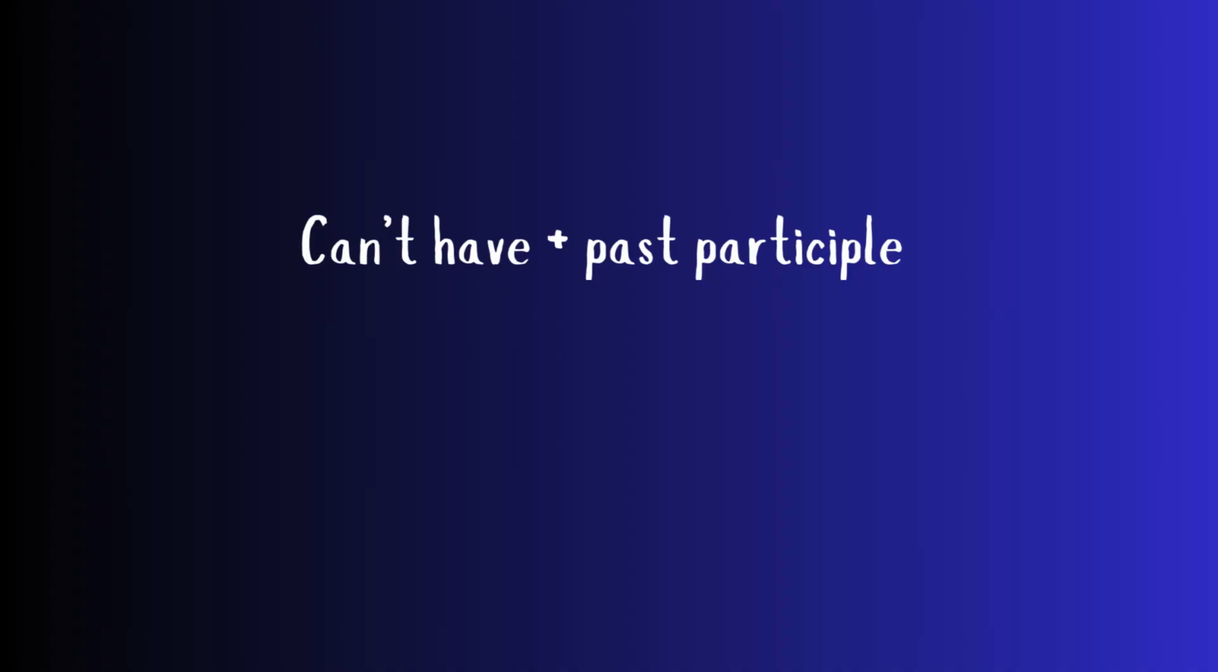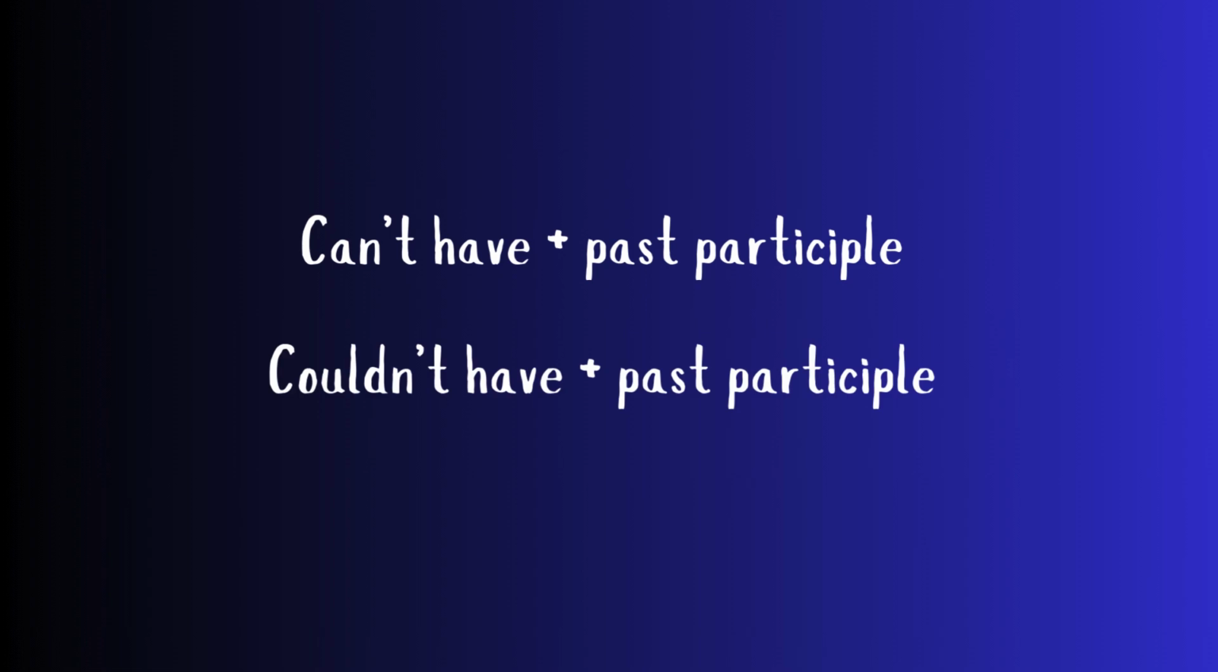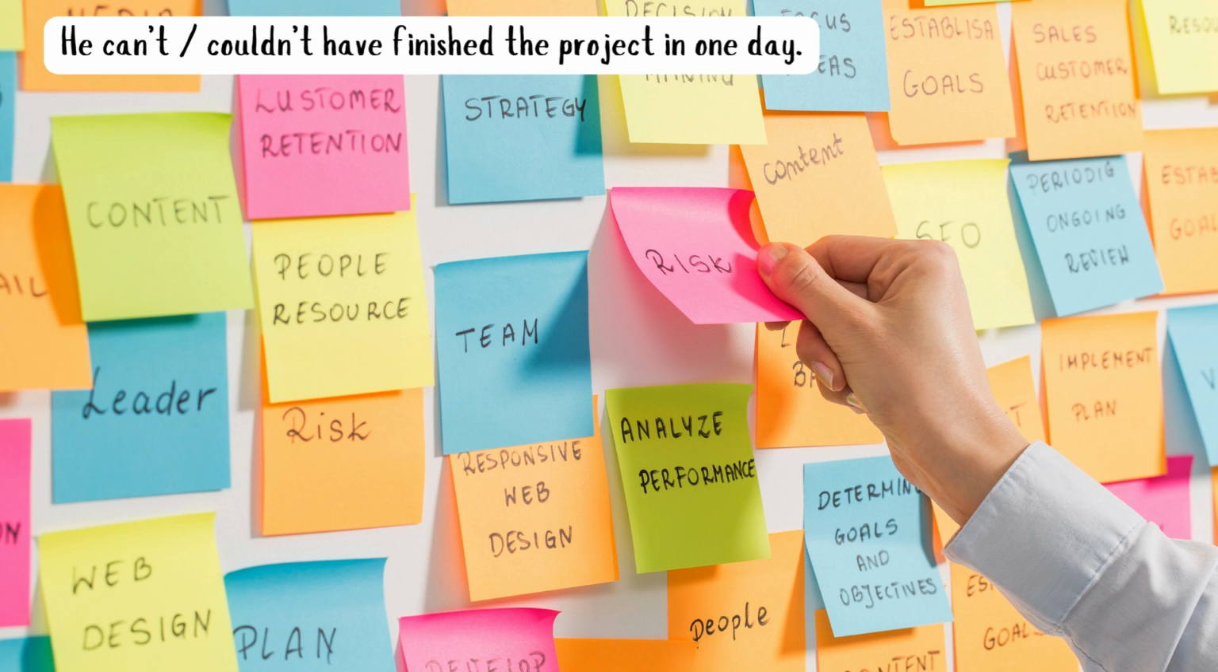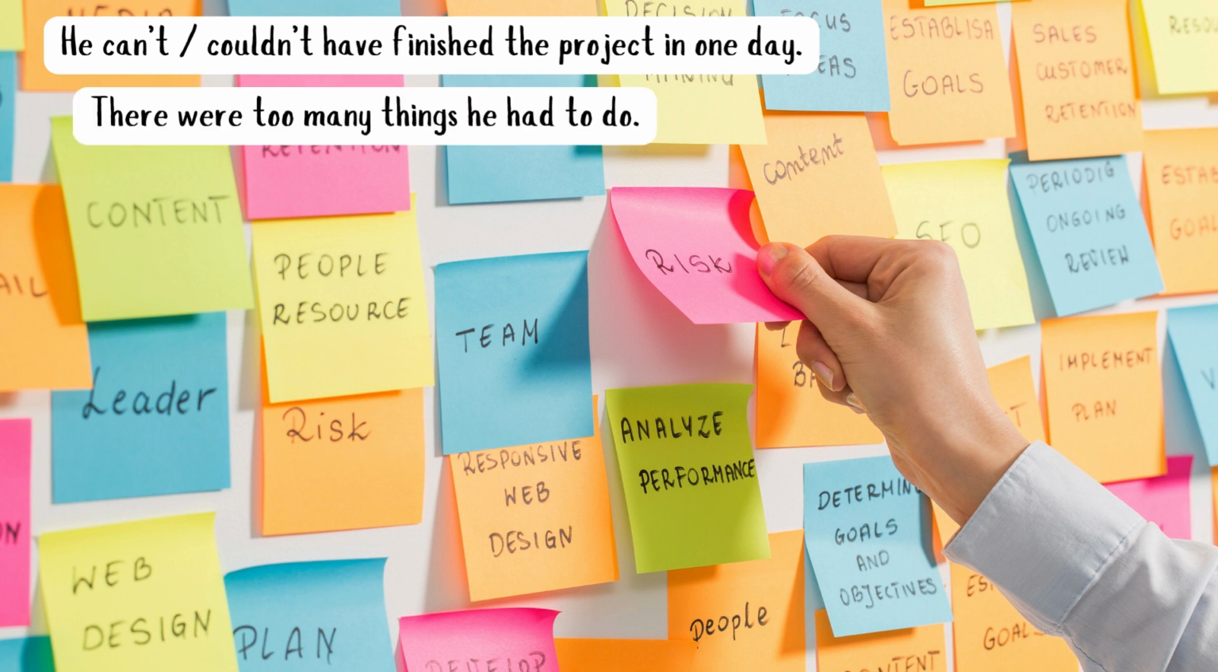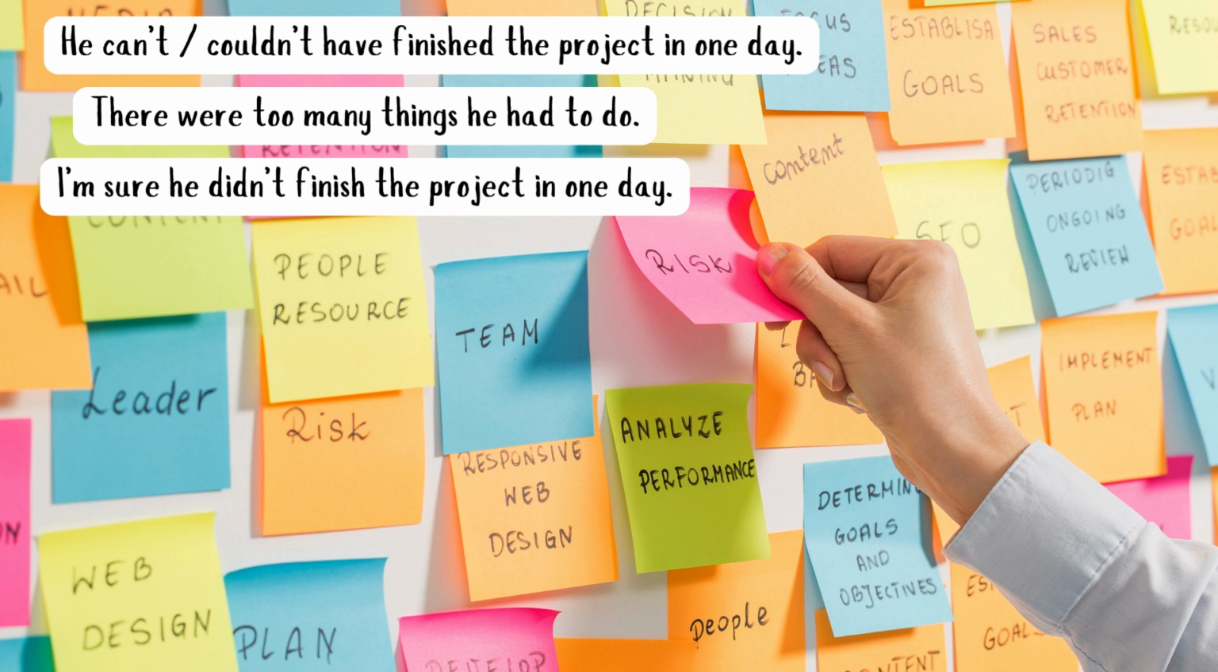Can't have and couldn't have are used when we are almost certain something did not happen in the past. He can't have or he couldn't have finished the project in one day. There were too many things he had to do. This means that I am sure he didn't finish the project in one day.